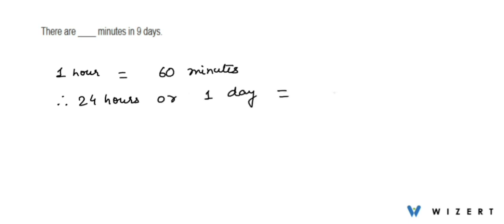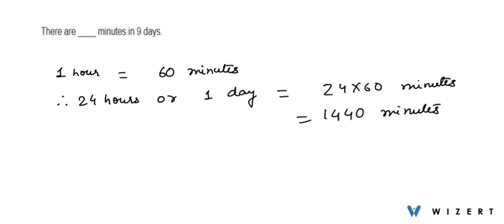So 24 hours will have 24 multiplied by 60 minutes by using unitary method. So this is equal to 1440 minutes. So this is the minutes in 24 hours, or you can say 1 day. So in 1 day, we know there are 1440 minutes.